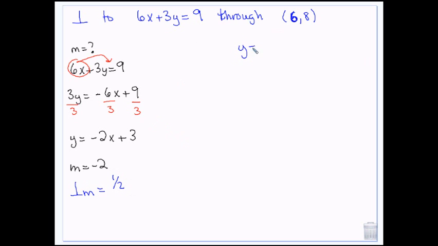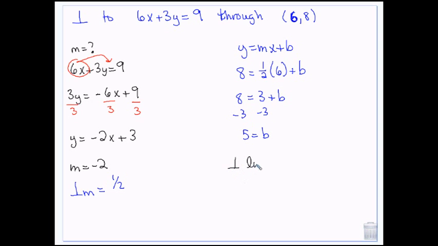So y is 8, m is 1/2, x is 6 plus b. What's half of 6? 3. So 3 plus b. We're going to subtract 3 from both sides. B is 5, and so our perpendicular line is going to be y equals 1/2 x plus 5.